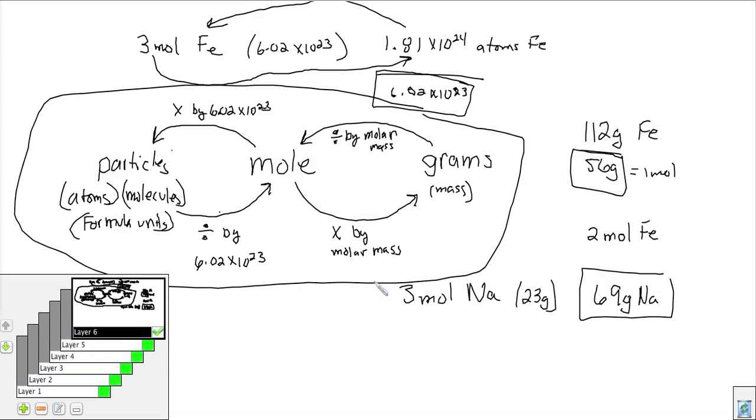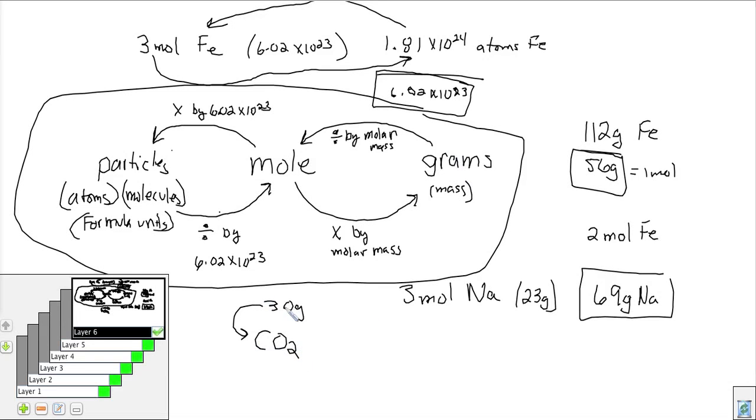Now, one other thing that comes up is what if we were doing a particle? What if I said I have 30 grams of CO2, and I want to know how many moles that is? Let's look first of all, where am I starting? I'm starting with grams and I'm going to moles, so I'm going to divide by the molar mass.